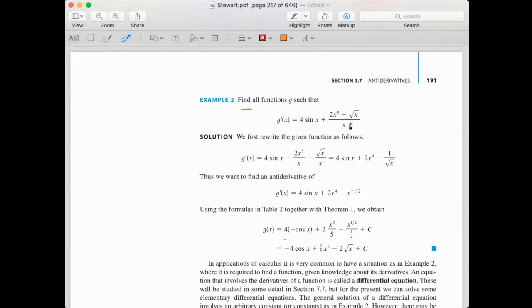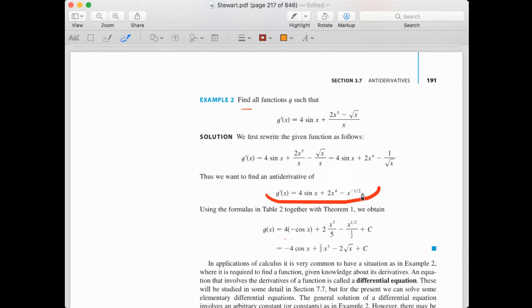Then here we can use power rule. Maybe you can simplify this a little bit, right? 2x raised by 5 divided by x, 2x raised by 4. So simplify the function a little bit. We have 4 sine x, 2x raised by 4, then negative square root of x divided by x, that's negative 1 over square root of x, or negative x raised by negative half. We want to write as a polynomial like. X raised by negative half.